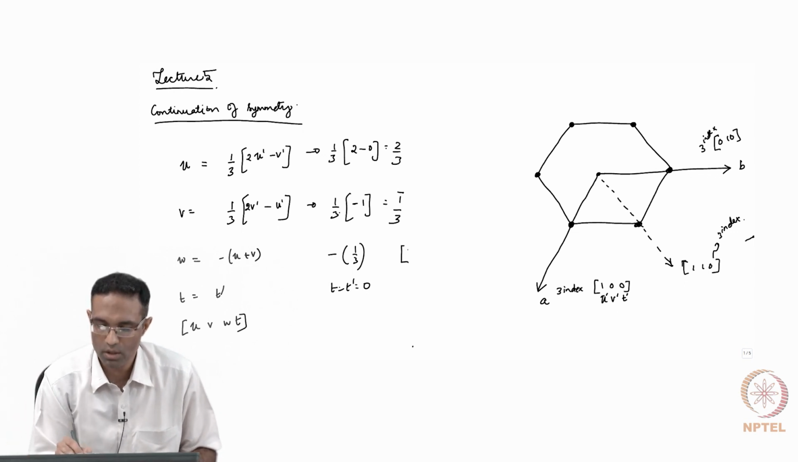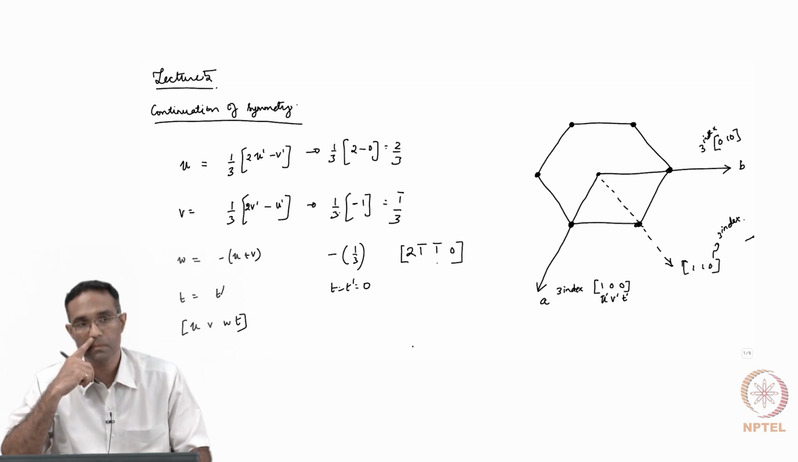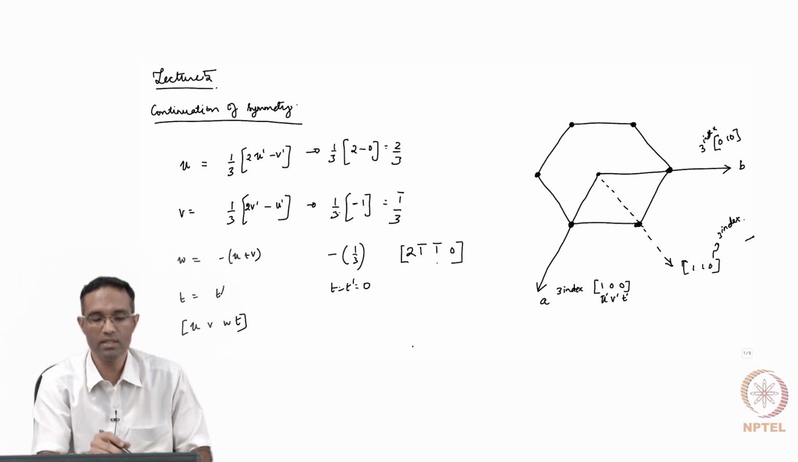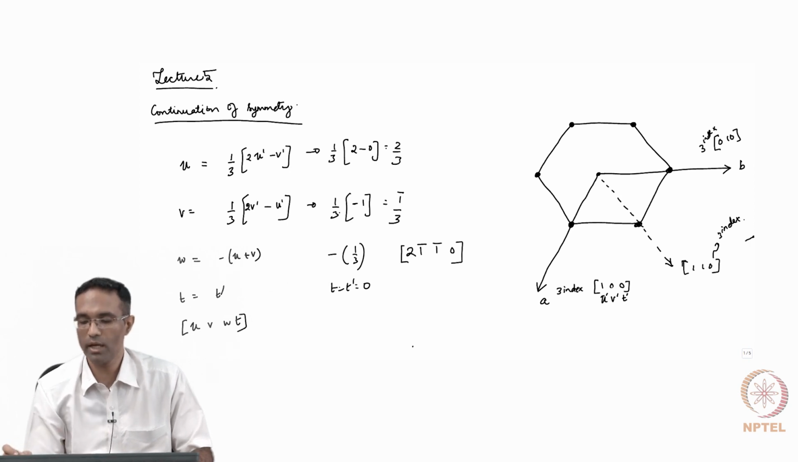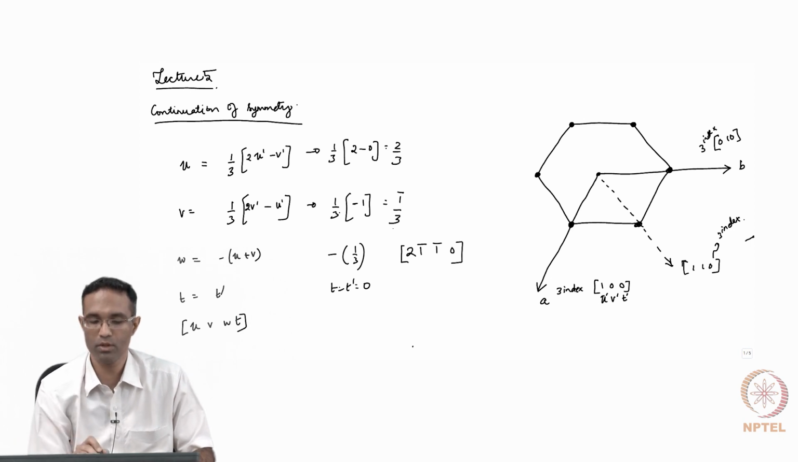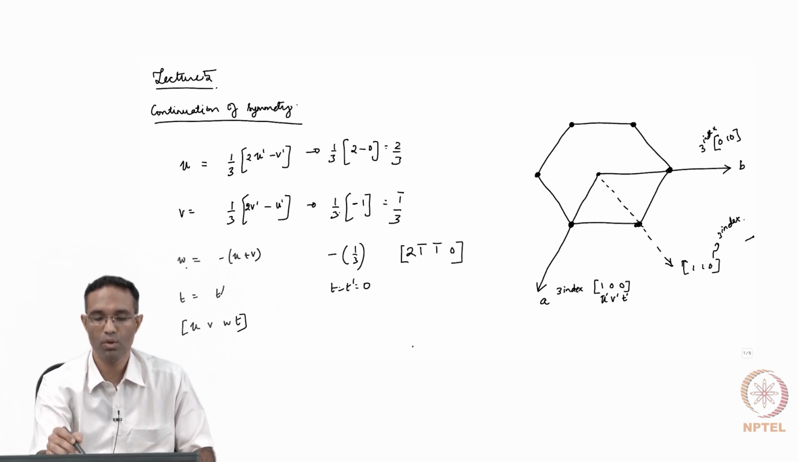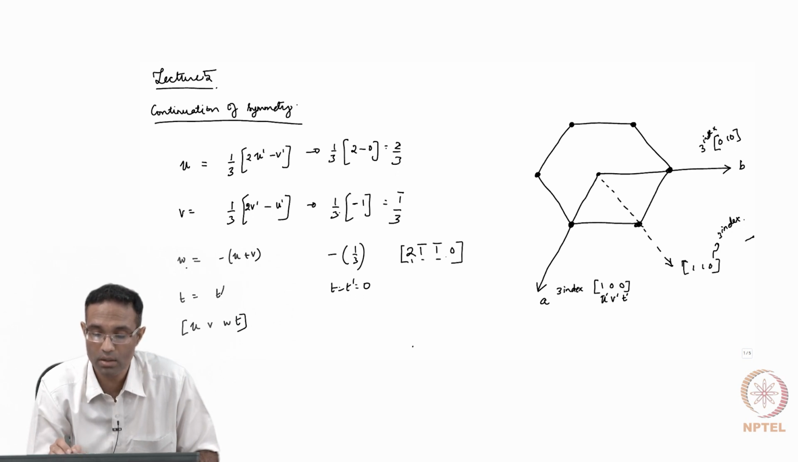Consequently, the direction here is 2 1 bar 1 bar 0. Is that right? Based on at least this formula it should be right. 2 times u prime minus v prime gives 2 by 3 minus 1 by 3, 2 times v prime minus u prime gives minus 1 by 3, or 1 bar over 3, and w is minus of u plus v, so you get minus 1 over 3. So if you write it down, you get 2 1 bar 1 bar 0. So the set of indices involves 2, a 1, 1 and a 0.